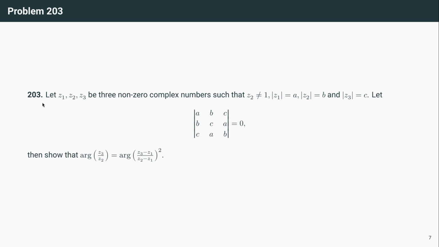Question number 203 says that let z1, z2, z3 be three non-zero complex numbers such that z1 z2 is not equal to 1, mod z1 is equal to a, mod z2 is equal to b, and mod z3 is equal to c. Sorry for the mistake. Now we let the determinant with rows a, b, c; b, c, a; c, a, b be 0. Then we have to show that argument of z3 by z2 is equal to argument of ((z3 minus z1) by (z2 minus z1)) whole square.